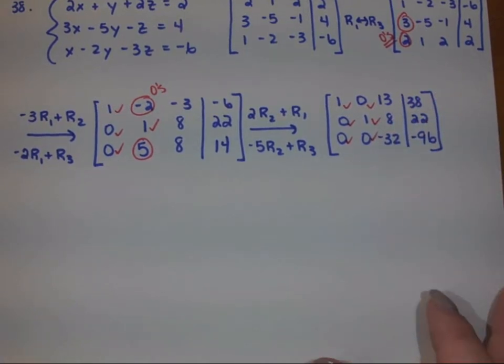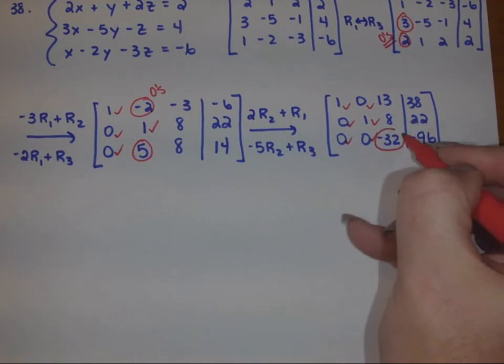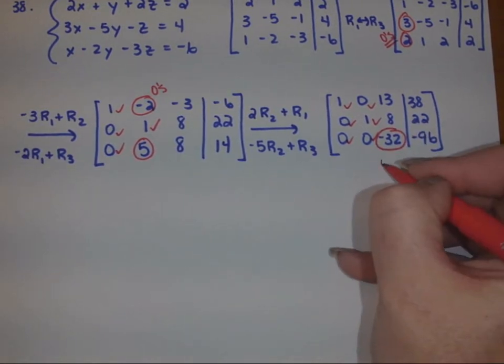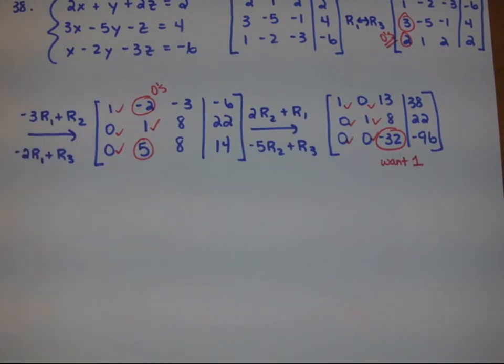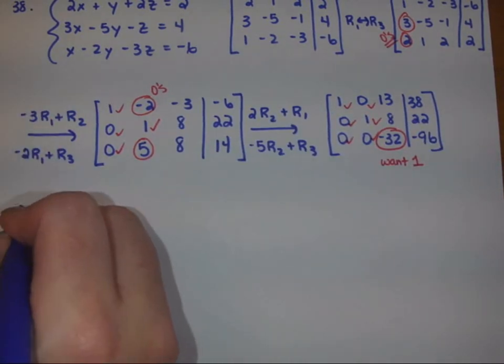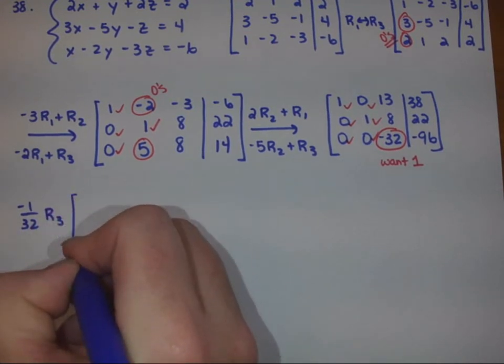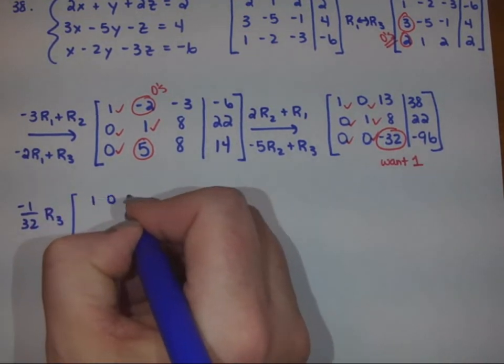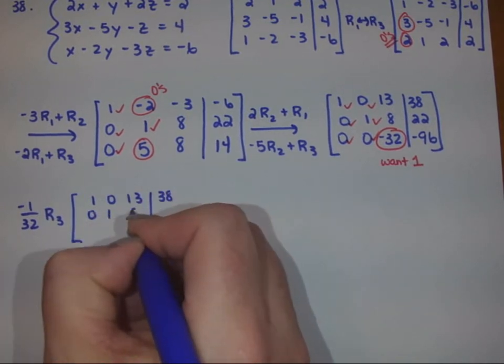So now I just need to move on to the final column. And remember, always fix the 1 first. So this right here needs to be a 1. And who cares that it's a big number? You always get a 1 the same way. You multiply by the reciprocal. So I'm going to do negative 1 over 32 times row 3. That's going to leave rows 1 and 2 the same.